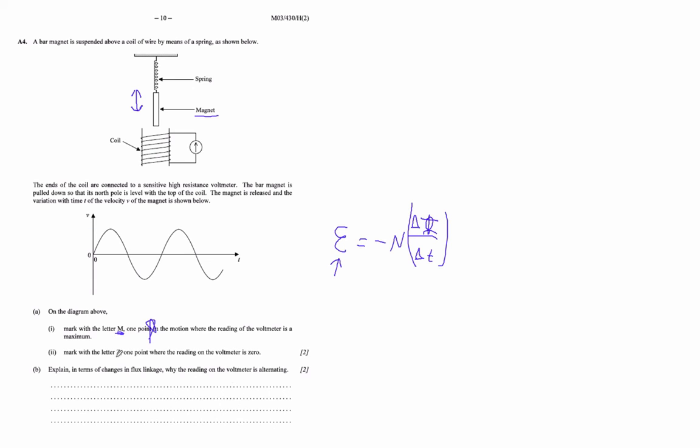And then Z is where it's going to read 0. 0 is when this velocity is 0. So mark on that graph one spot where there's a 0 velocity. I think you can do it, okay?